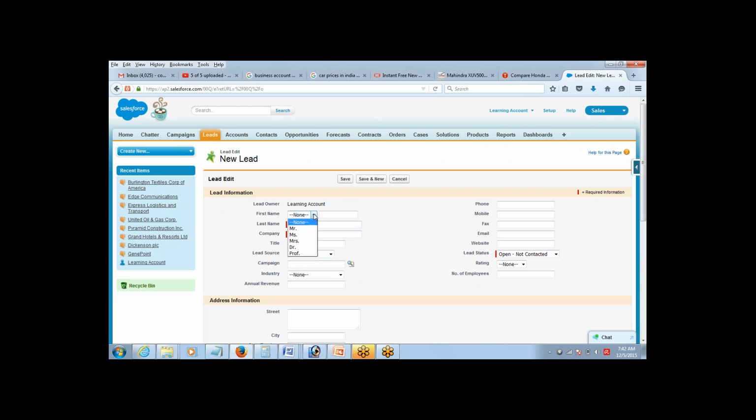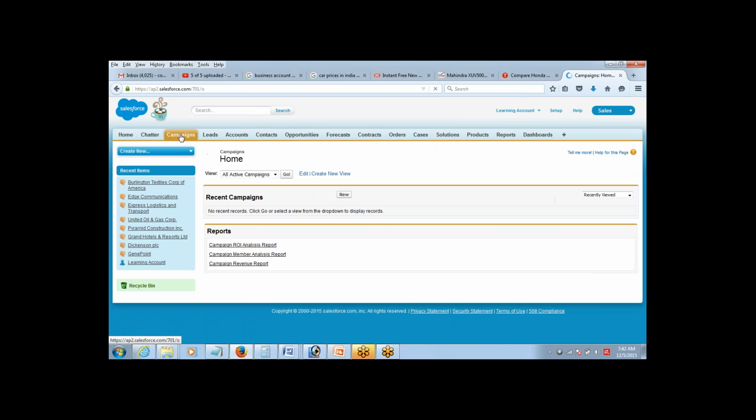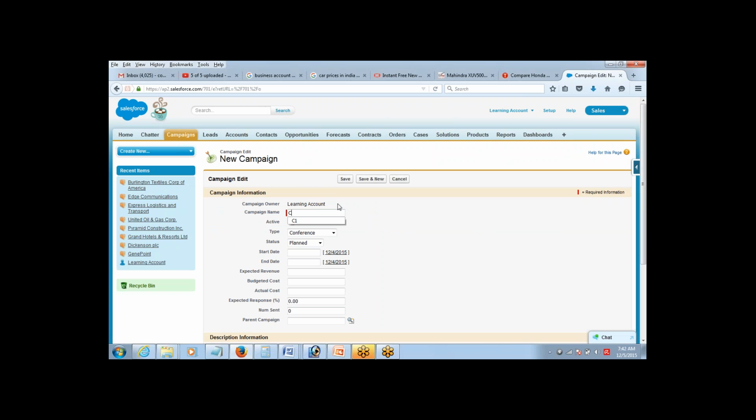All right. So this is where you can enter your lead and manage the lead. Correct. So any lead that you are getting, you can manage it here. So if I have to go to the campaigns, I have to create a campaign. Let's say I am planning to do a campaign. Name of the campaign is campaign one.